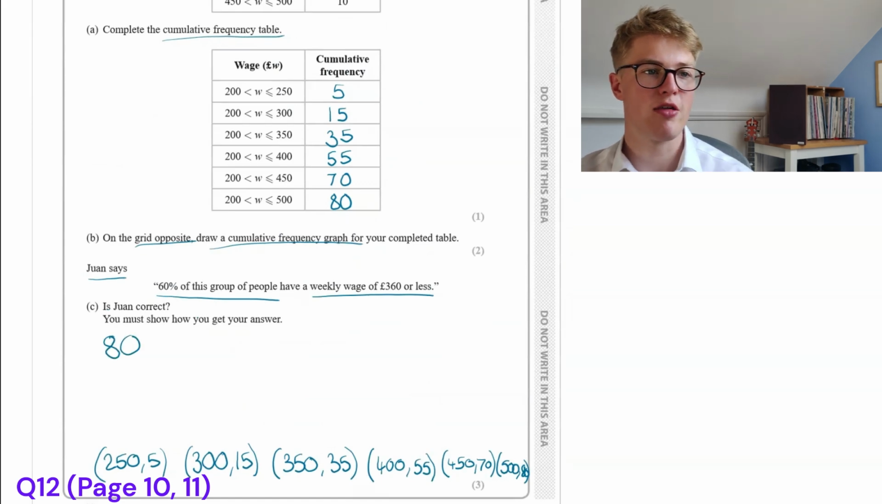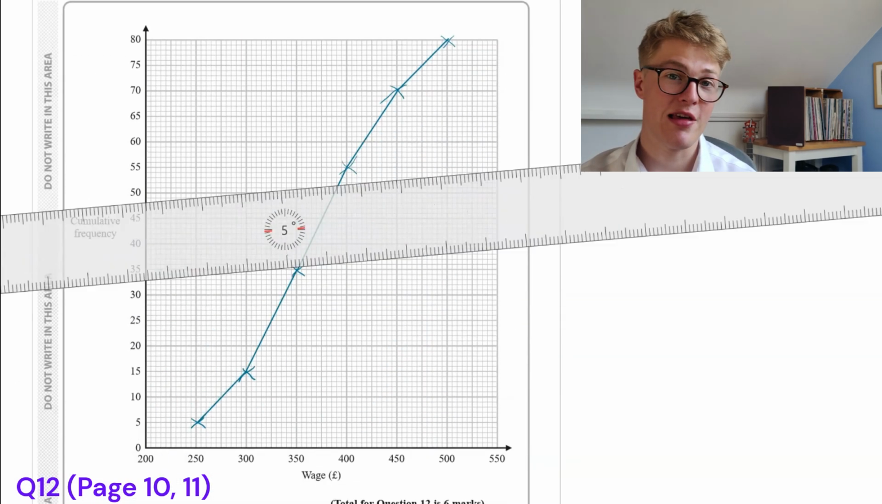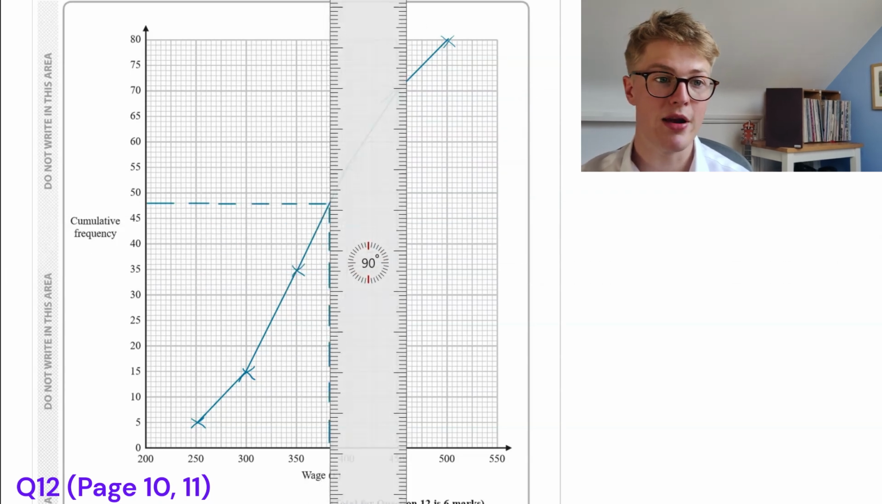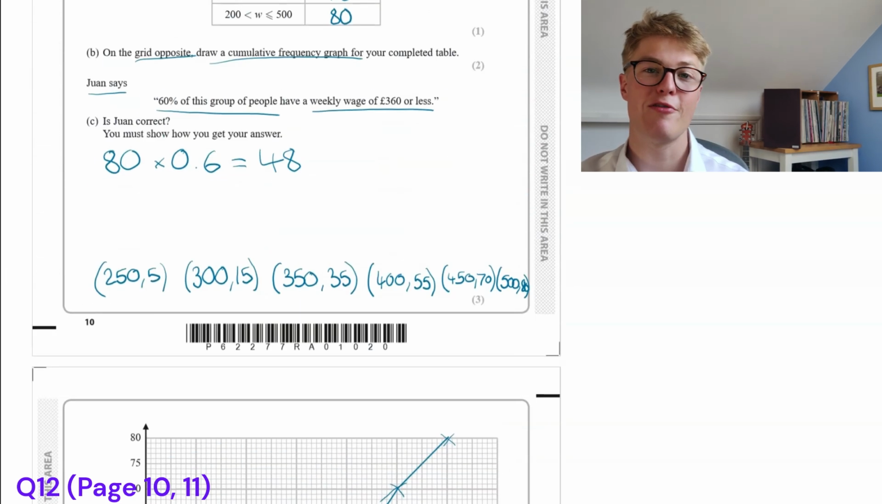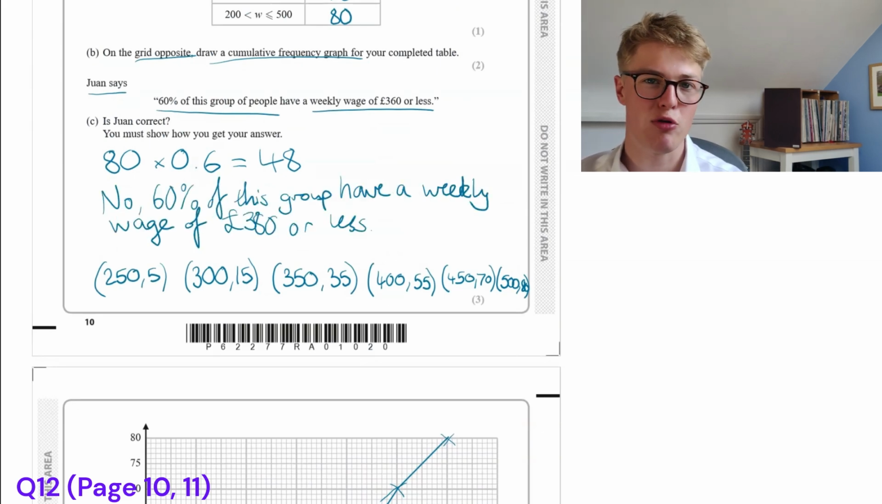So the first thing to do is multiply 80, the number of people, by 60%, and this leaves us with 48. So we look at the cumulative frequency of 48. So we use our graph to find out what wage that would be, and we end up with £380. So therefore Juan is incorrect. No, 60% of this group have a weekly wage of £380 or less.